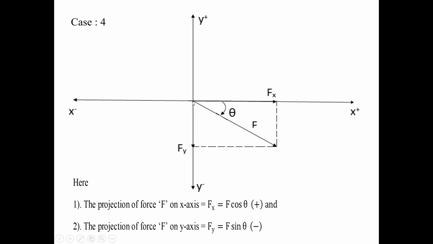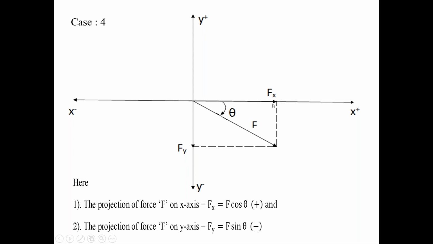procedure. Put your pen nib in the direction of the force F. Bring the pen onto the x-axis. In this condition, on the x-axis, your pen nib is towards the positive x-axis. So the Fx projection direction in this condition 4 is towards the positive x-axis. Then put the pen nib in the direction of force F. Bring that pen onto the y-axis. In this condition 4, on the y-axis, the pen nib is towards the negative y-axis. So the direction of Fy projection is towards the negative y-axis.